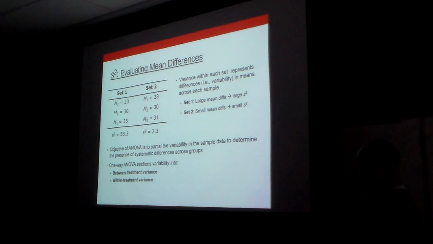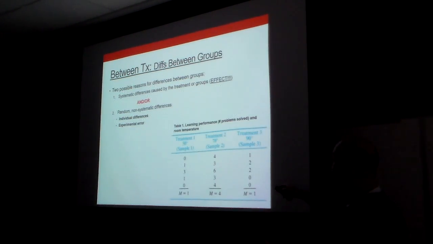Our objective in ANOVA is to partial out variability and assign it to different sources. I want to see which differences are systematic and which are just random noise. So in ANOVA, we section things into between treatment variance and within treatment variance. Treatment comes from the traditional ANOVA literature. Treatment is conditions, treatment is groups. That's just code for whatever our grouping variable is.